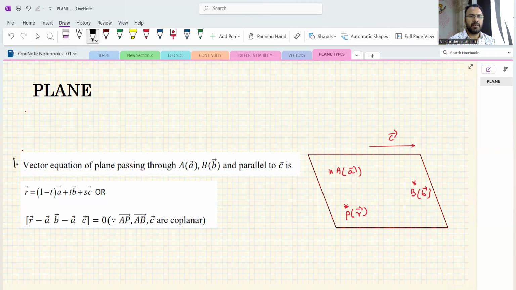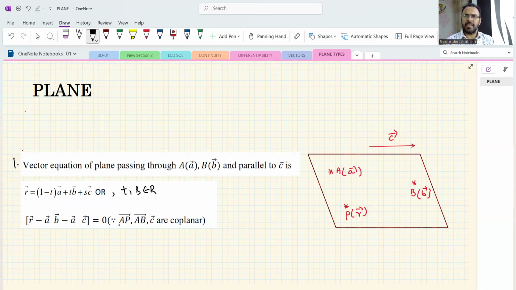The vector equation of a plane passing through 2 points A of A bar and B of B bar, and parallel to the vector C bar, is in vector form R bar is equal to (1 minus T) into A bar plus T B bar plus S C bar, for some scalars T and S. T comma S are some scalars. I will prove it. Or you can say that box of (R bar minus A bar), (B bar minus A bar), C bar equal to 0.